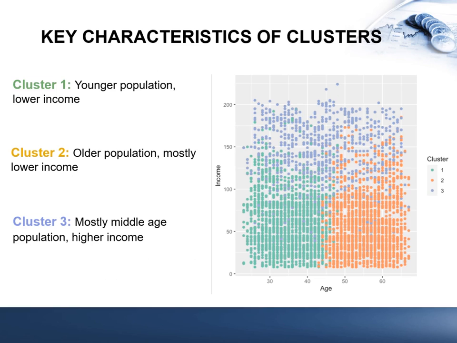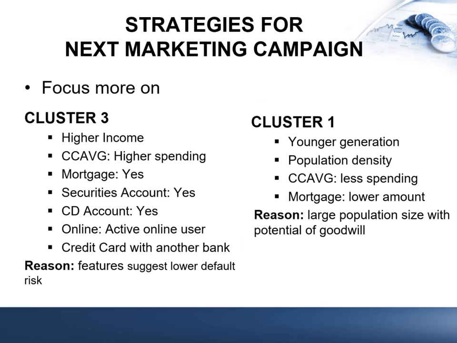Cluster 1 had younger population with lower income. Cluster 2 contains high density of older population with lower income. Unlike other clusters, Cluster 3 has mostly middle-aged population with income in a higher range. Our findings suggest that in the next marketing campaign, we should target the Cluster 3 because the group characteristic suggests a lower default risk. Cluster 1 is also an option as it has large population size with potential of goodwill.